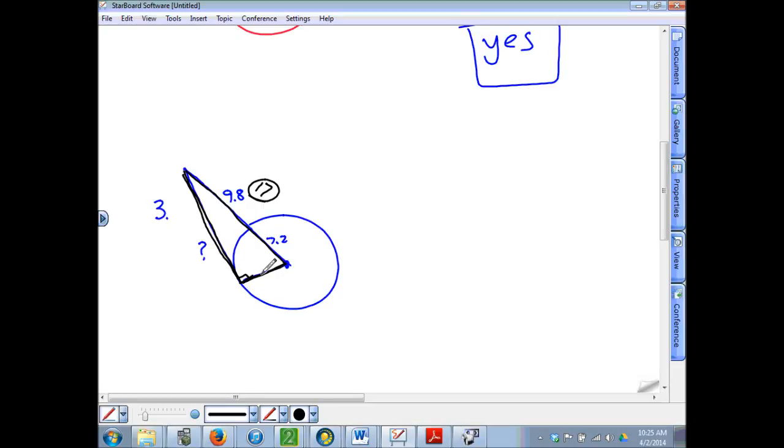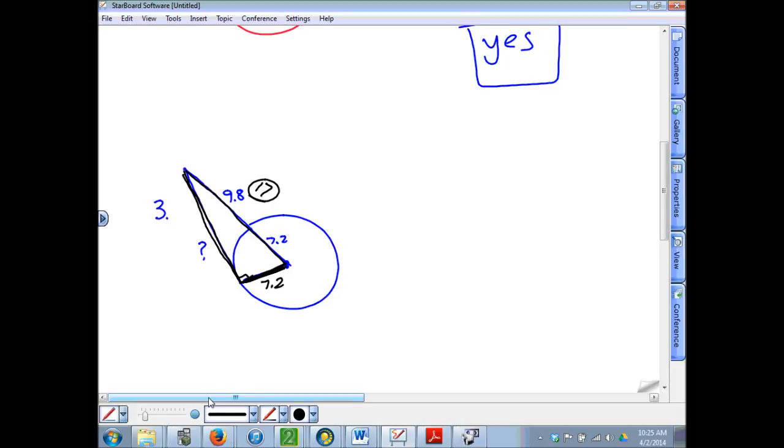Did you guys hear that? What is this length right here? Why is it 7.2? Another radius. It's another radius. And then you do 17 squared plus 7.2 squared. Close, but that's a common mistake, you guys.